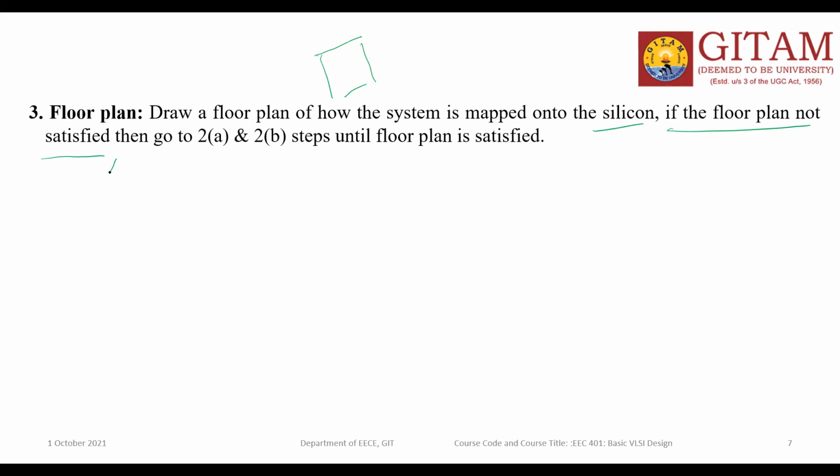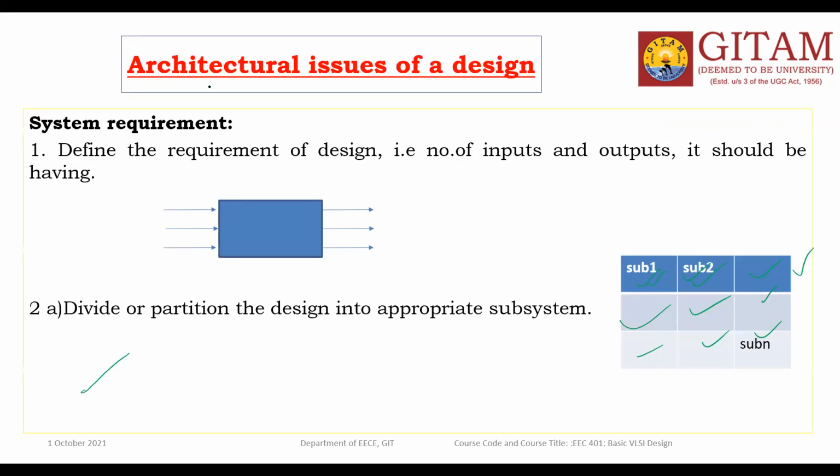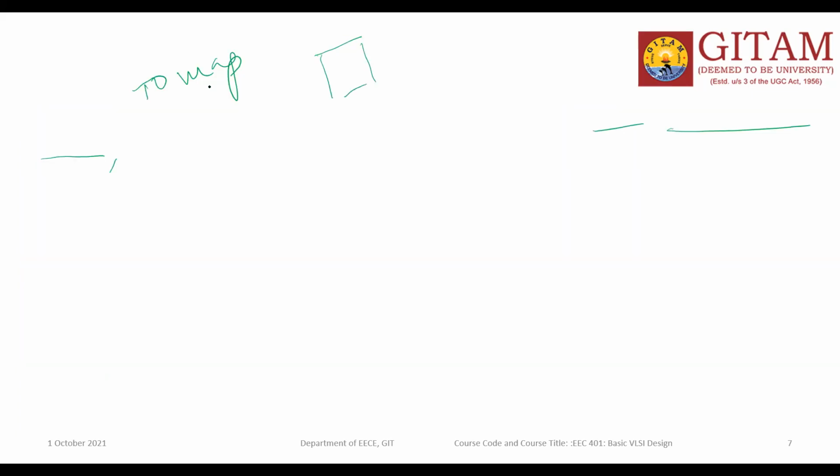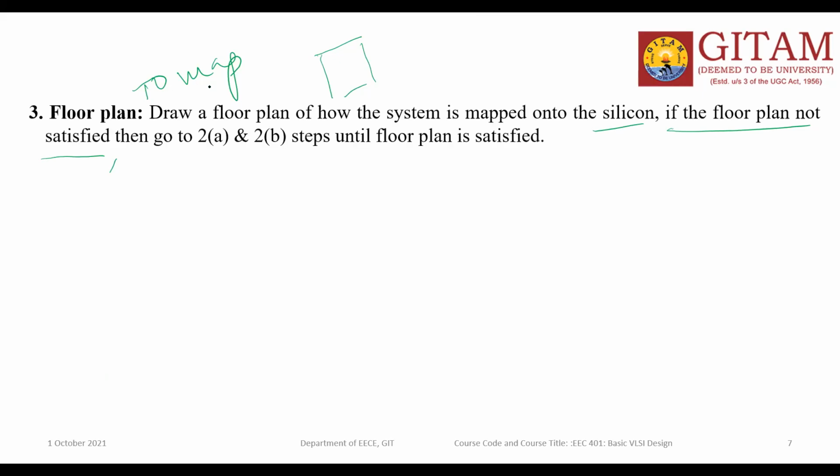Okay. So that is important to map the system on the silicon, the blocks to be kept on the silicon area. For doing that, first estimate the floor plan. Then check whether it is satisfied or not. If it is satisfied, okay. If it is not satisfied, go back to here again. What is that one? Divide or partition the design into the appropriate subsystems. Then establish the communication paths between the subsystems. So do that until your floor plan is satisfied.